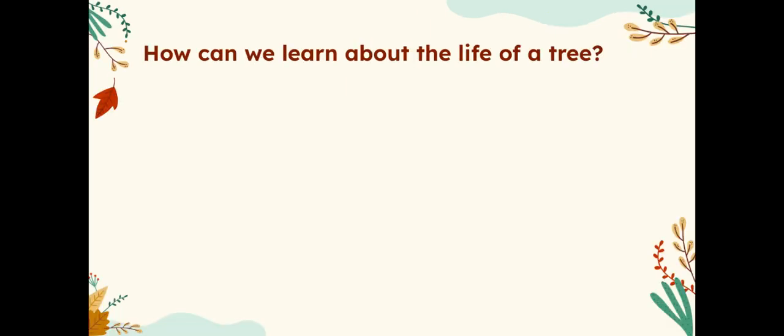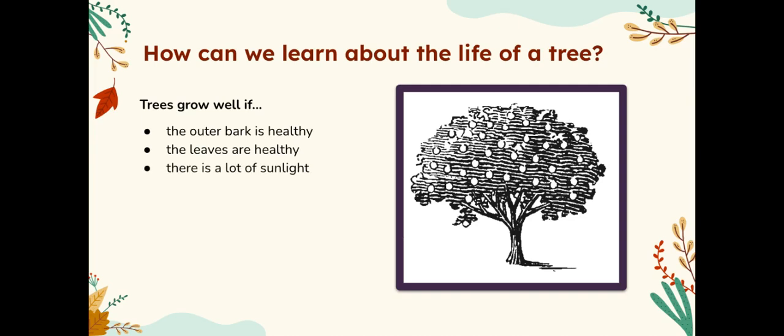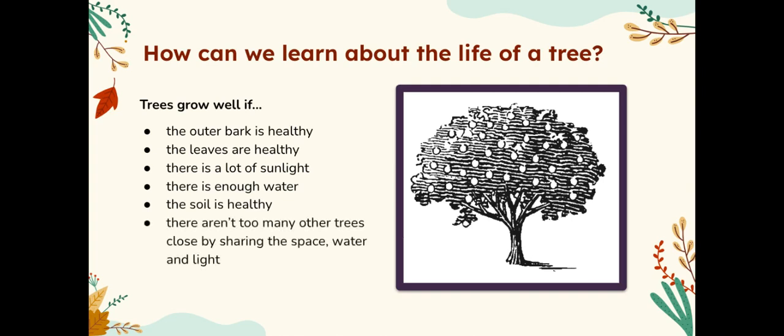How can we learn about the life of a tree? Trees grow well if the outer bark is healthy, the leaves are healthy, there's a lot of sunlight, there's enough water, the soil is healthy, there aren't too many other trees close by sharing the space, water, and light, and if the area is not polluted. So as you can see, trees can be healthy when the conditions are right. They need sunlight, water, and not too much crowding as well. And pollution is damaging to trees just as it is for other forms of life.